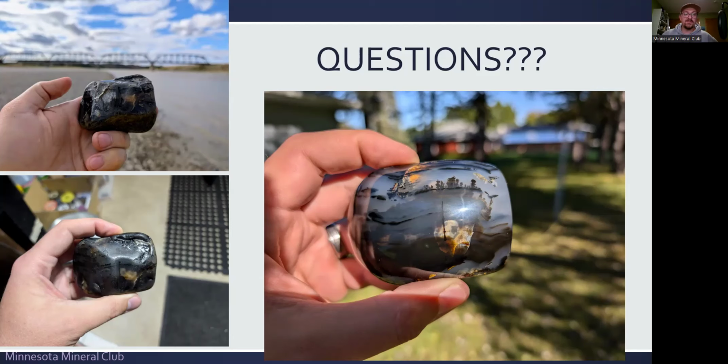Just to kind of show off, this is one of the agates I found on the Minnesota Mineral Club trip to Montana this year. This is the rock that it looked like when I found it. This was when I cleaned it up. And then when I went through and polished it, this is what it looks like, which I had shown earlier.